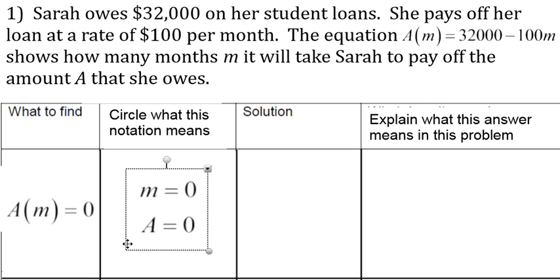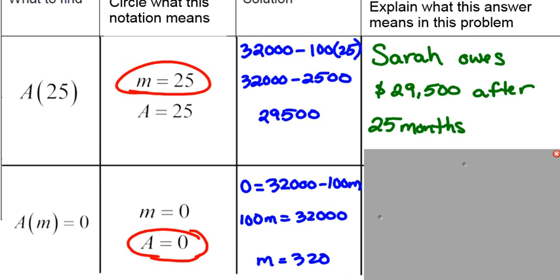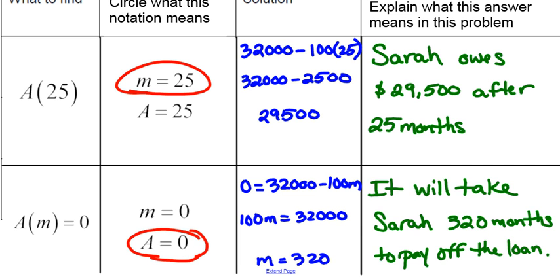That means when we do the solving, we'll put 0 here and undo our equation to solve for M. So 0 equals 32,000 minus 100M. To undo that, we would subtract 32,000, then divide by negative 100, and that will get us to what M is equal to. And so that happens to be 320. What does that mean for our problem? Well, M is a number of months, and the amount equals 0. If the amount is 0, that means Sarah paid off her loan. So it will take Sarah 320 months to pay off the loan.